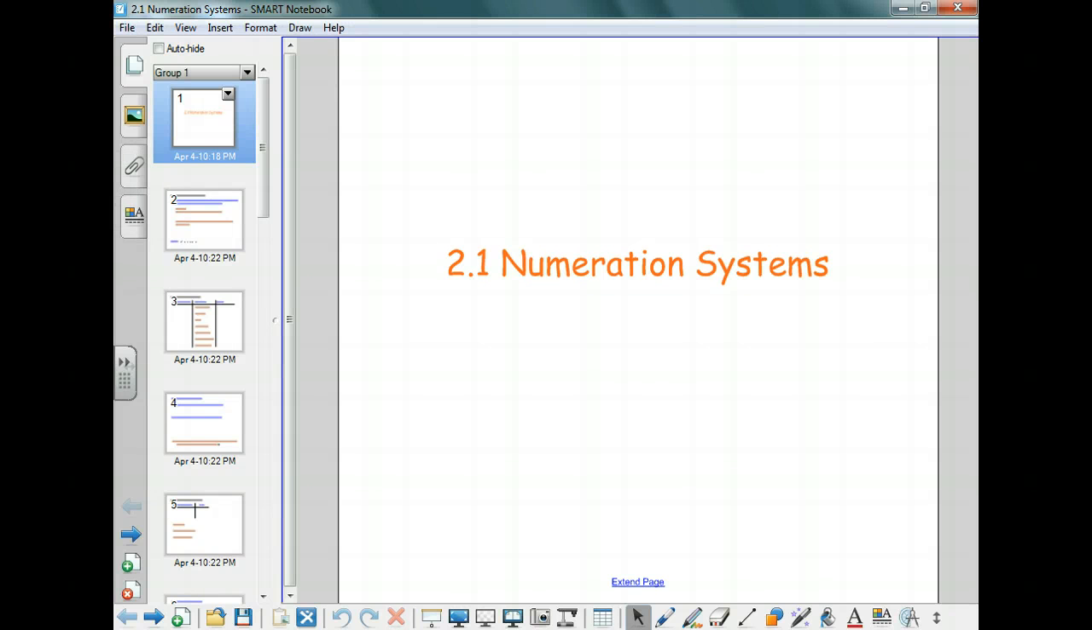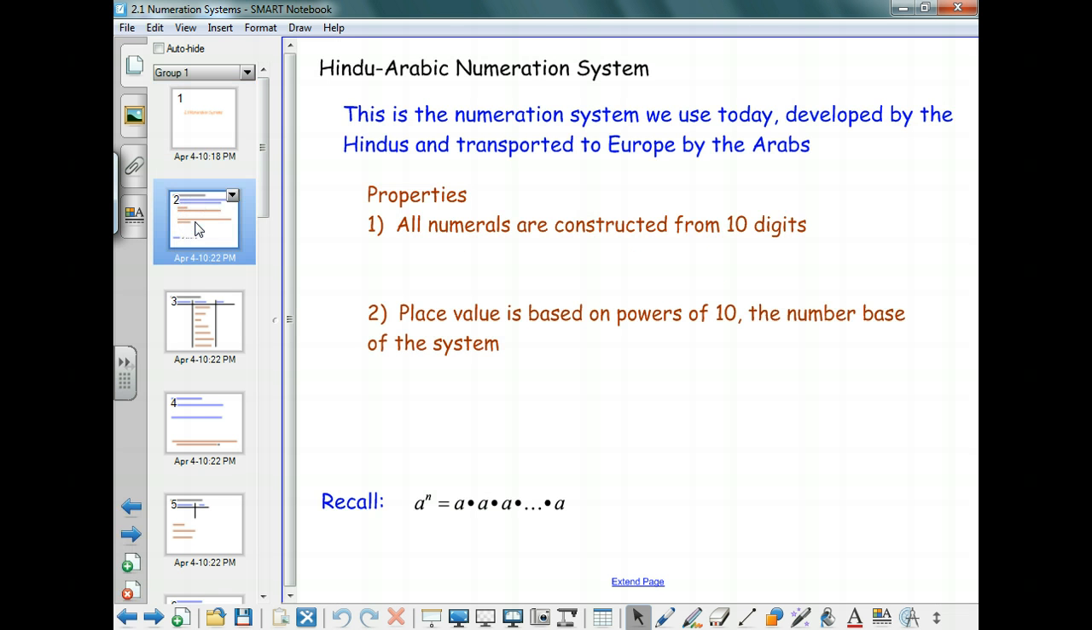Right, so today we're going to start section 2.1, which is about numeration systems. And the first numeration system we're actually going to talk about is our own. The numeration system that you all know and love, digits and numbers and the math that you think of when you think of math, is called the Hindu-Arabic numeration system. This is the numeration system that we use today. It was developed by the Hindus and transported to Europe by the Arabs.